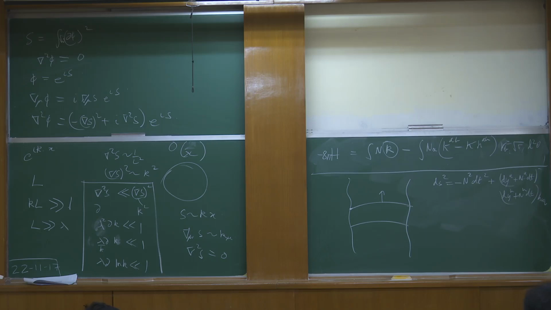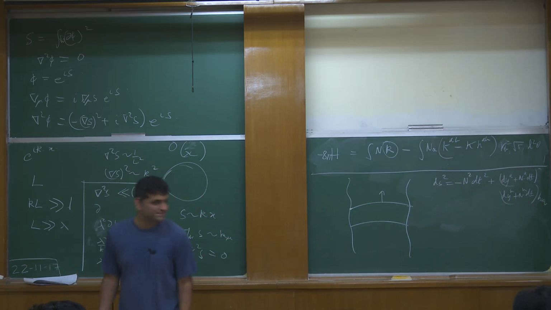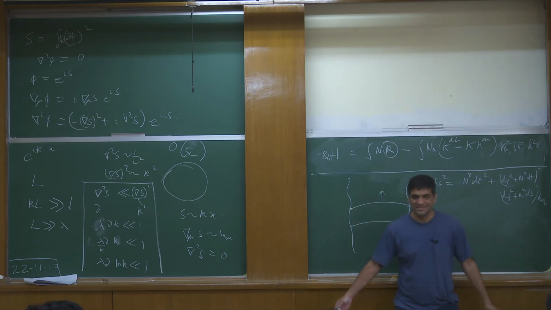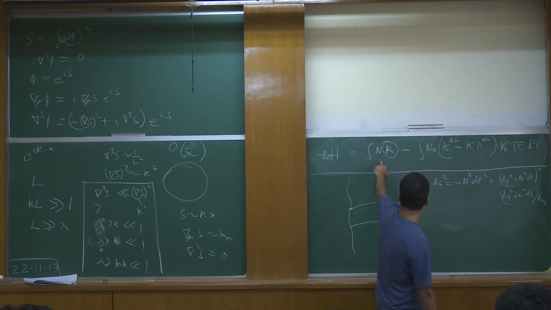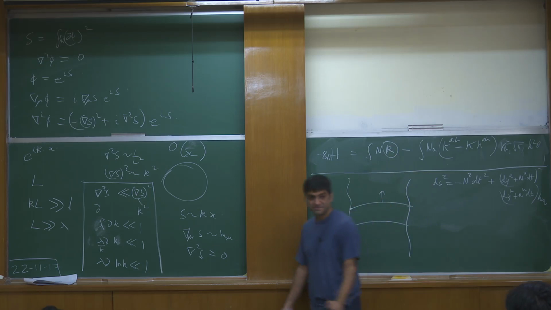Okay. And then when we actually worked out a formula for the Hamiltonian in general relativity, the energy in general relativity, we said that we're interested in a space-time that's asymptotically flat. And we chose N^A at the boundary to be zero, and N to be one, so that our time was actually genuine time. And so, for the Hamiltonian, only this term was needed, with N being replaced by one.